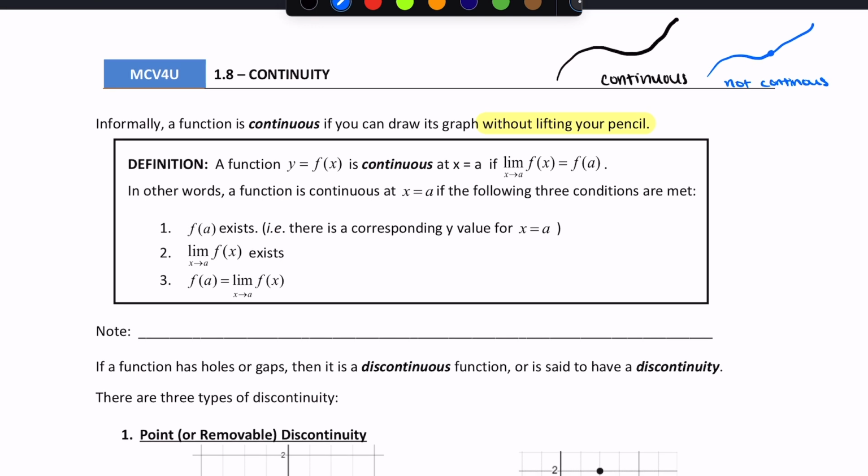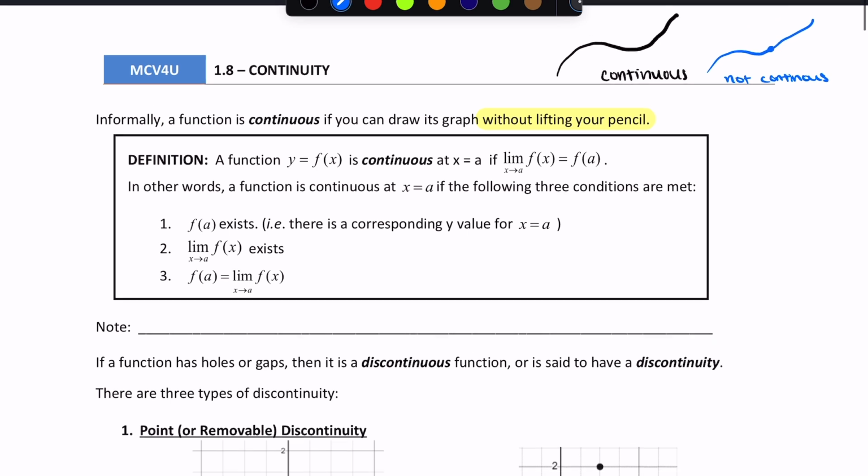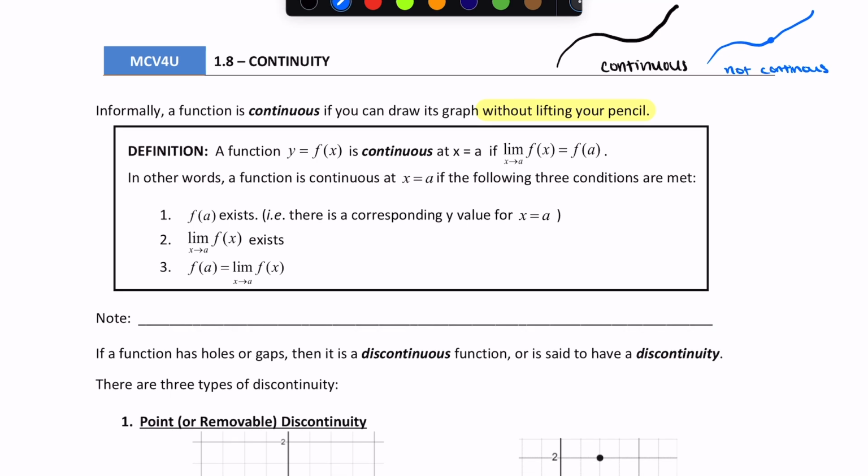So the definition is: a function y equals f of x is continuous at x equals a if the limit as x approaches a of f of x is equal to f of a. In other words, a function is continuous at x equals a if the following three conditions are met. Number one, f of a actually exists. So there's a corresponding y value for x equals a.